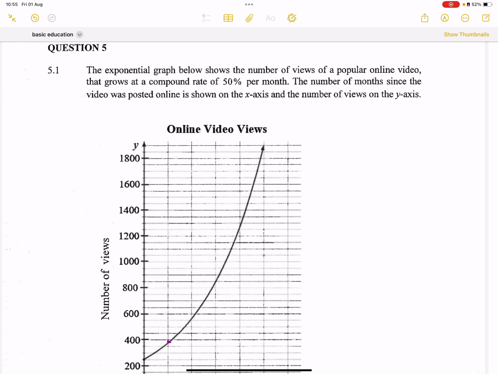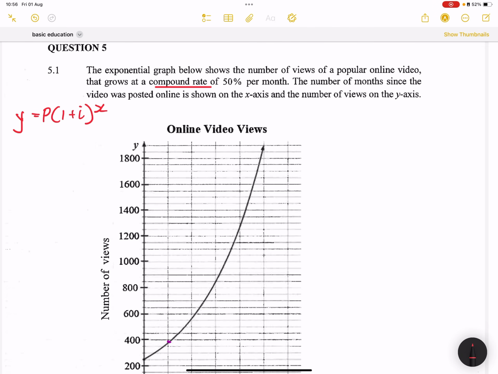So, firstly, we're talking about compound rate over here. And we know our compound formula equation would be A equals P times (1 plus i) raised to the exponent of n. This time, our A value would be the number of views. This is me just trying to simplify this for myself. And of course, our x value is the number of months. So this is how we would express this.